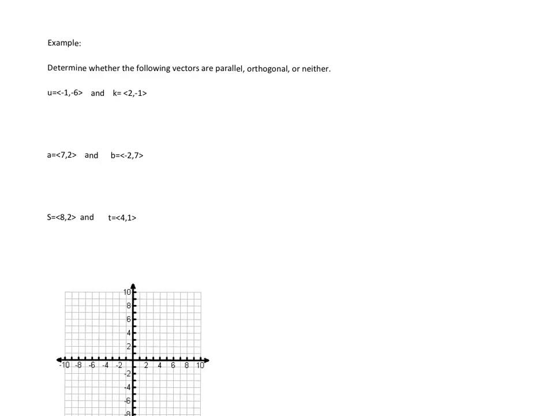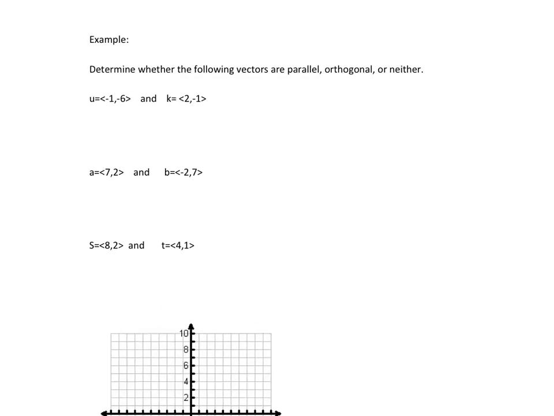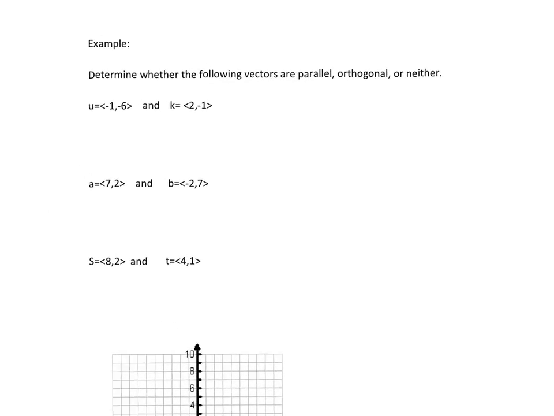So if we want to look at some examples, whether the following vectors are parallel, orthogonal, or neither, we can just use the formula to find the angle in between them, see if it's 90, or see if it's 0, or see if it's 180, or see if it's some other angle.